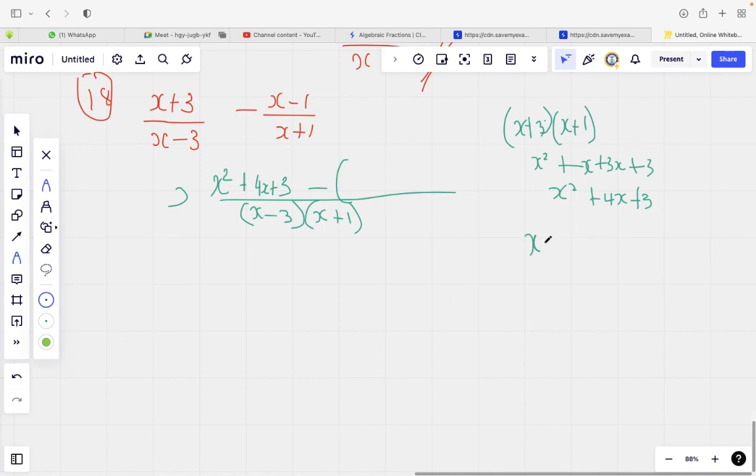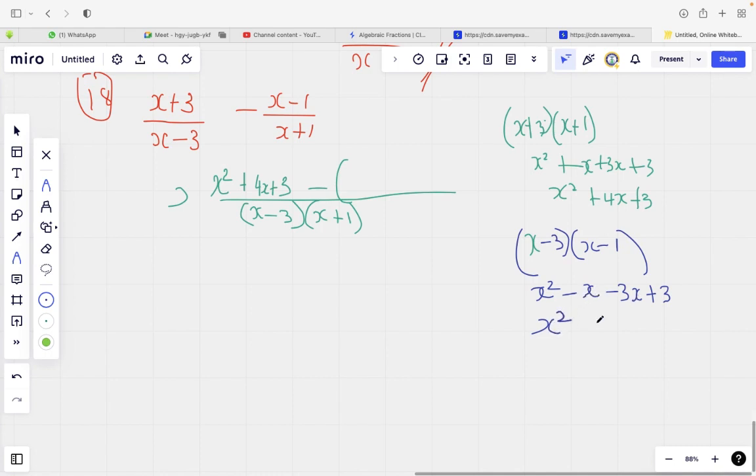Now we have x minus 3, open bracket, then x minus 1. Let's expand this one. So x times x, we get x squared. X times negative 1, you get negative x. And then negative 3 times x, you get negative 3x. And then negative 3 multiplied by negative 1, you get positive 3.